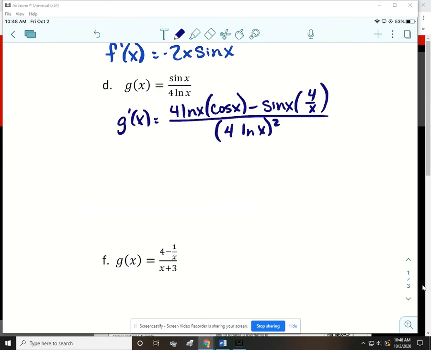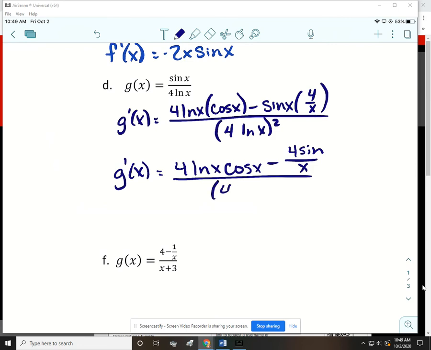Okay, and there's not a whole lot we can do here. You technically could leave it like that if you wanted to. This is pretty messy, and even if we do a little bit, it's still going to be messy. But this could be 4 sine of x over x. All right, but either way, it's super messy.